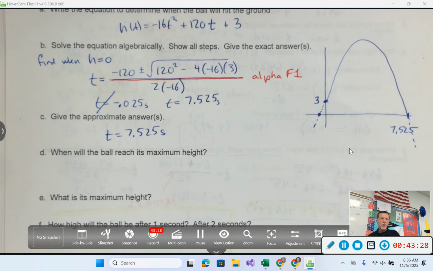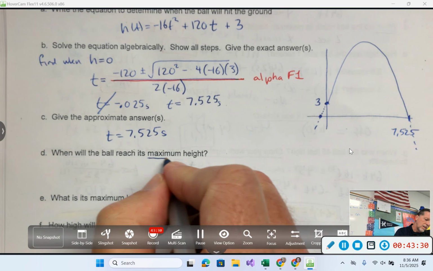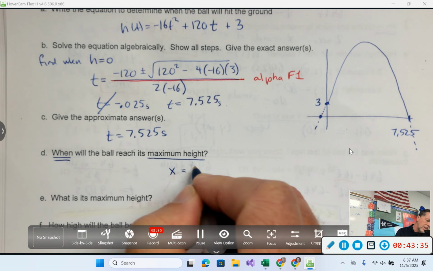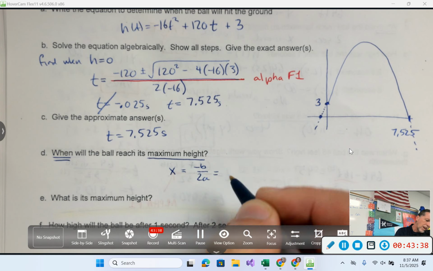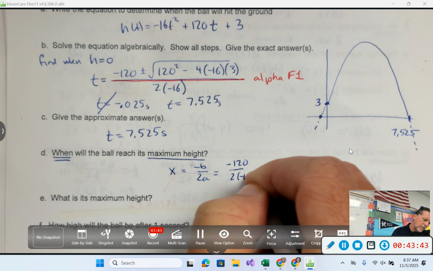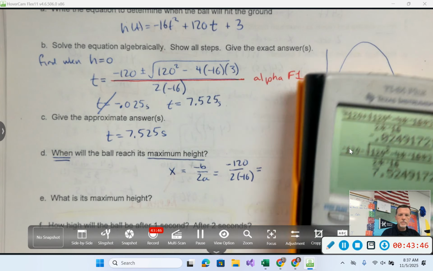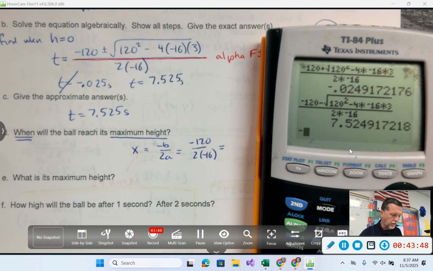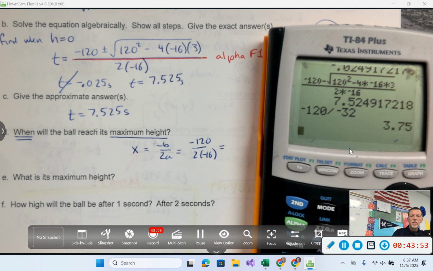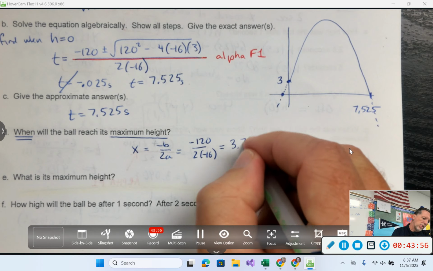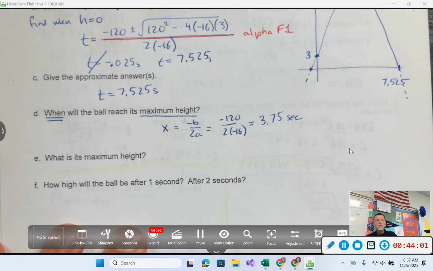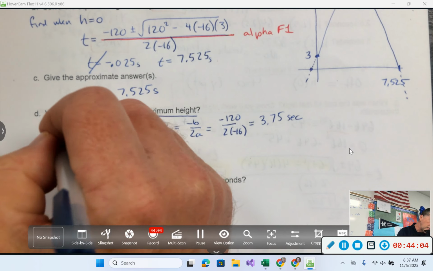How will I find when the ball reaches its maximum height? The vertex. When, that's a time. Negative b over 2a. Negative 120 over 2 times negative 16. And again, you've got a calculator. So 3.75 seconds.